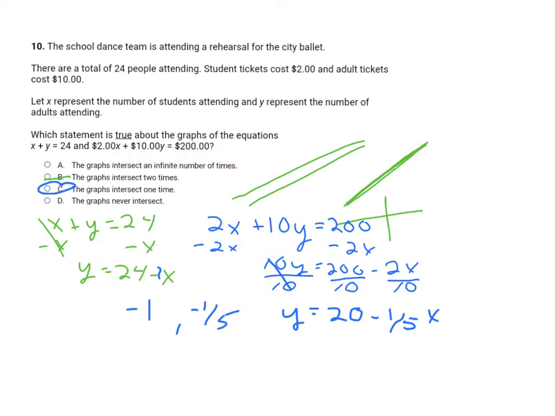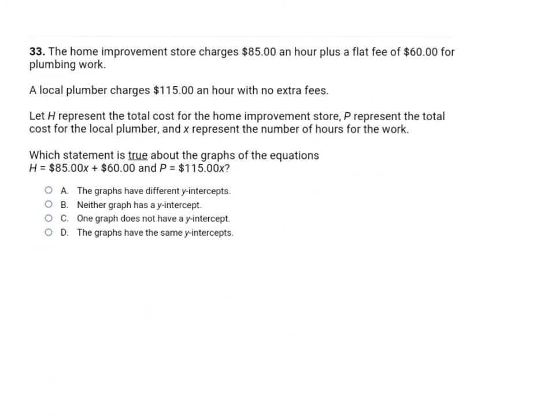This problem says the home improvement store charges $85 an hour plus a flat fee of $60 for plumbing work. A local plumber charges $115 an hour with no extra fees. H represents the total cost for the home improvement store, P represents the total cost for the local plumber, and X represents the number of hours for work. So they give us all this information so that we understand these equations, and then they want to know what is true about these graphs.